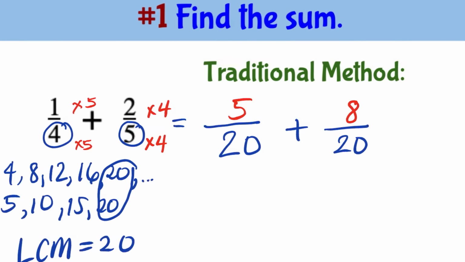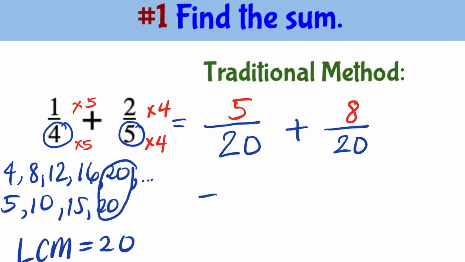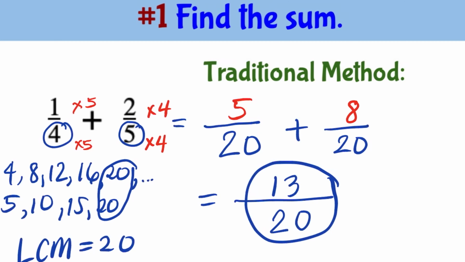8/20. And when adding two fractions with the same denominator, we simply keep the same denominator 20, and we just add 5 plus 8. And 5 plus 8 is 13. So the answer is 13/20. So I think the challenge for the traditional method is actually getting the LCM. Sometimes it's difficult to find the LCM of two denominators.